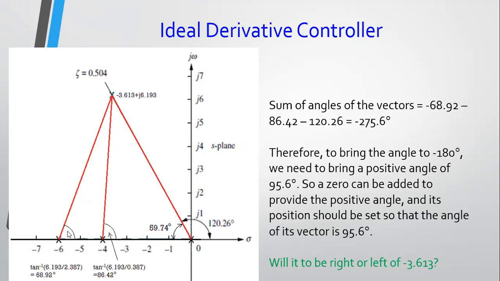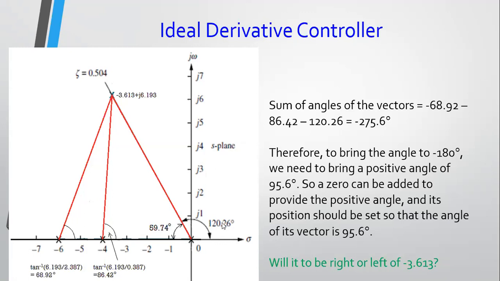Now the two new angles we calculated simply by trigonometry. So tan inverse of 6.193 over 0.387, a small distance here from -4 to -3.613. This angle you get here is 86.42 degrees. The other vector here, from the pole at -6, gives an angle of tan inverse of again 6.193 divided by the distance from -6 to -3.613, so you get a distance of 2.387. Of course, these are distances, you're not taking negative signs. So we get an angle of 68.92 degrees.